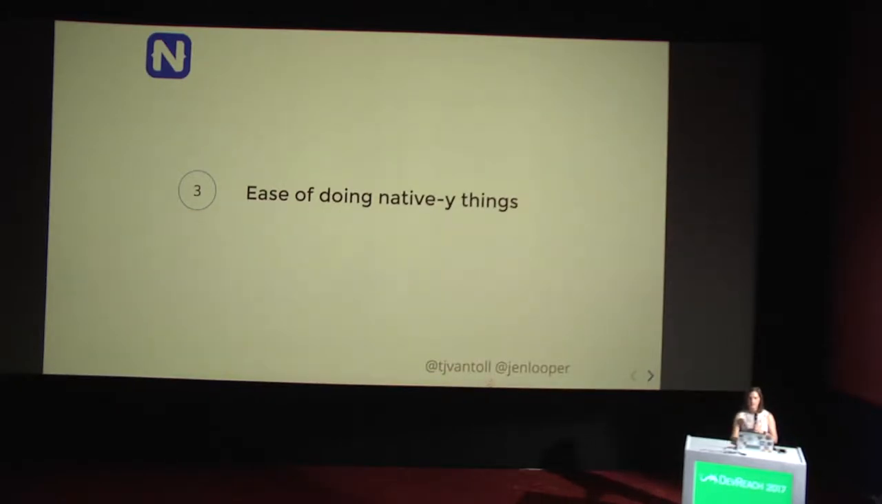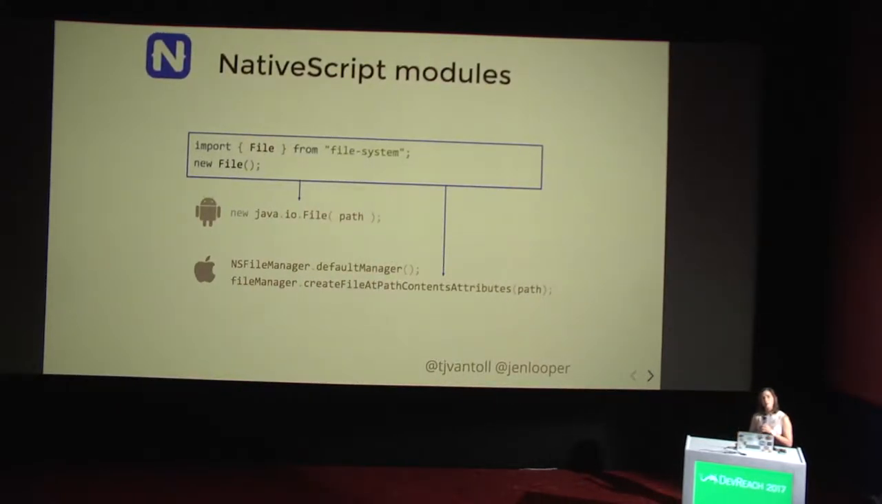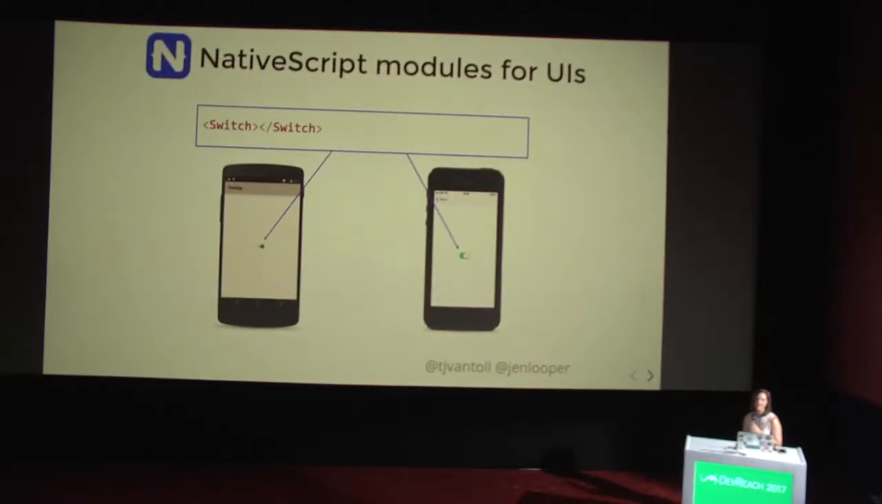What kind of native-y things am I talking about? For example, what if you want to start manipulating files in your mobile app? When you're writing for native apps, normally you would write a nice line of Java code for your native Android app, and a couple of not so nice lines of Objective-C for iOS. You have to write the same thing twice. Well, we've abstracted that away from you by the use of NativeScript modules. Here we just import the file system module and then have a file instantiated. So it's a really great way to write natively without actually writing natively.